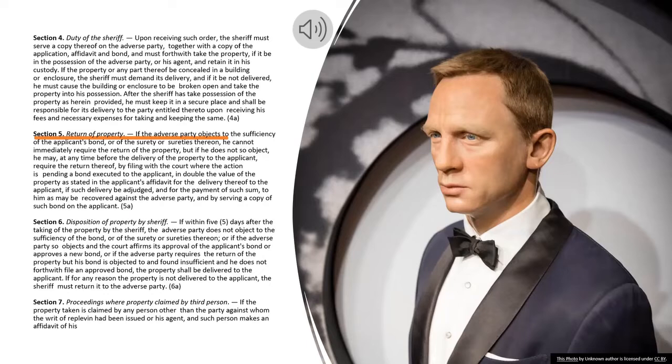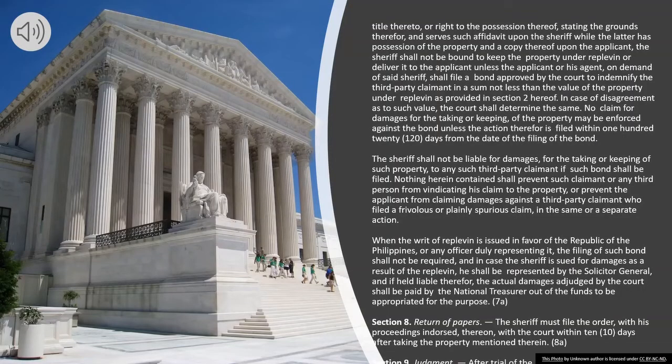If the property taken is claimed by any person other than the party against whom the writ of replevin had been issued or his agent, and such person makes an affidavit of his title thereto, or right to the possession thereof, stating the grounds therefor, and serves such affidavit upon the sheriff while the latter has possession of the property and a copy thereof upon the applicant, the sheriff shall not be bound to keep the property under replevin or deliver it to the applicant unless the applicant or his agent, on demand of said sheriff, shall file a bond approved by the court to indemnify the third-party claimant in a sum not less than the value of the property under replevin as provided in Section 2 hereof. In case of disagreement as to such value, the court shall determine the same.